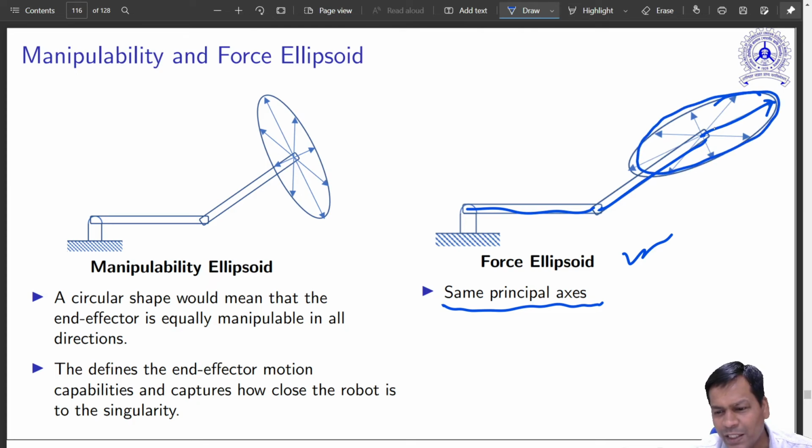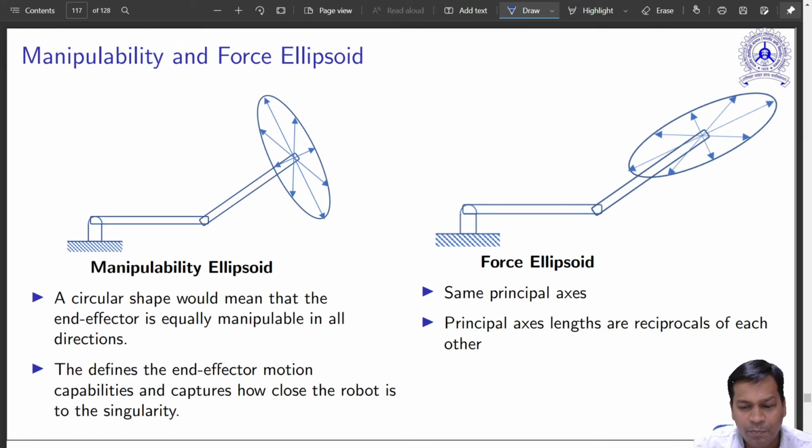That means I can clearly say it can apply maximum force in this direction. If at all I have to do some job, I will try to figure out the way I have to orient my robot to do this job in this direction. If you have to tighten something, or press against something, this is the type of analysis you can do in order to analyze your robot.